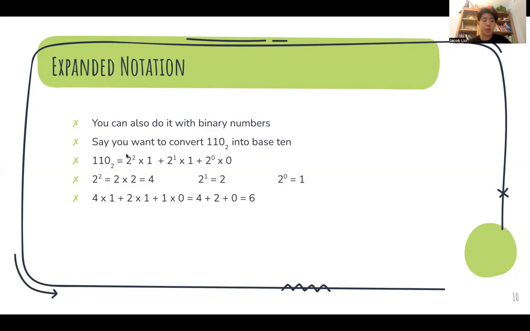Okay, so 110, like we said, is 2 squared times 1 plus 2 to the power of 1 times 1 plus 2 to the power of 0 times 0. 2 to the power of 2, or 2 squared, is equal to 2 times 2, which is equal to 4. 2 to the power of 1 is equal to 2, and 2 to the power of 0 is equal to 1. So this 110 is just 4 times 1 plus 2 times 1 plus 1 times 0, which is 4 plus 2 plus 0, which is 6.